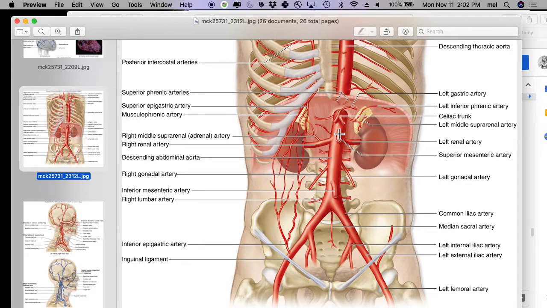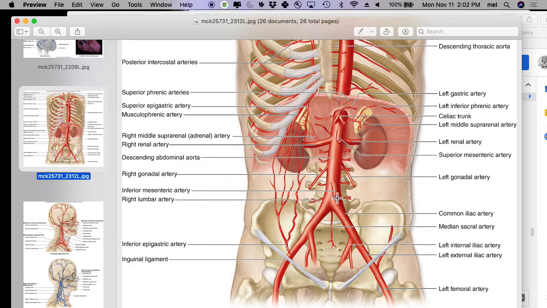Oh, sorry, I said superior vena cava. Superior mesenteric artery. I was testing you. You did great. Superior mesenteric artery. Superior mesenteric artery supplies the entire rest of the small intestine and the proximal portions of the large intestine. Good? The inferior mesenteric artery supplies the distal portions of the large intestine.